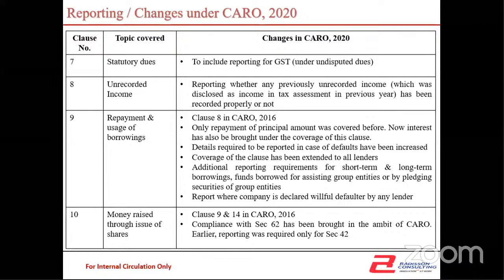Clause number 10, money raised through issue of shares. Clauses 9 and 14 have been merged to form clause 10. Earlier only compliance with section 42 was covered. Now section 62, that is rights issue of shares, that is issue of shares to existing shareholders, has also been covered under the ambit of this clause.